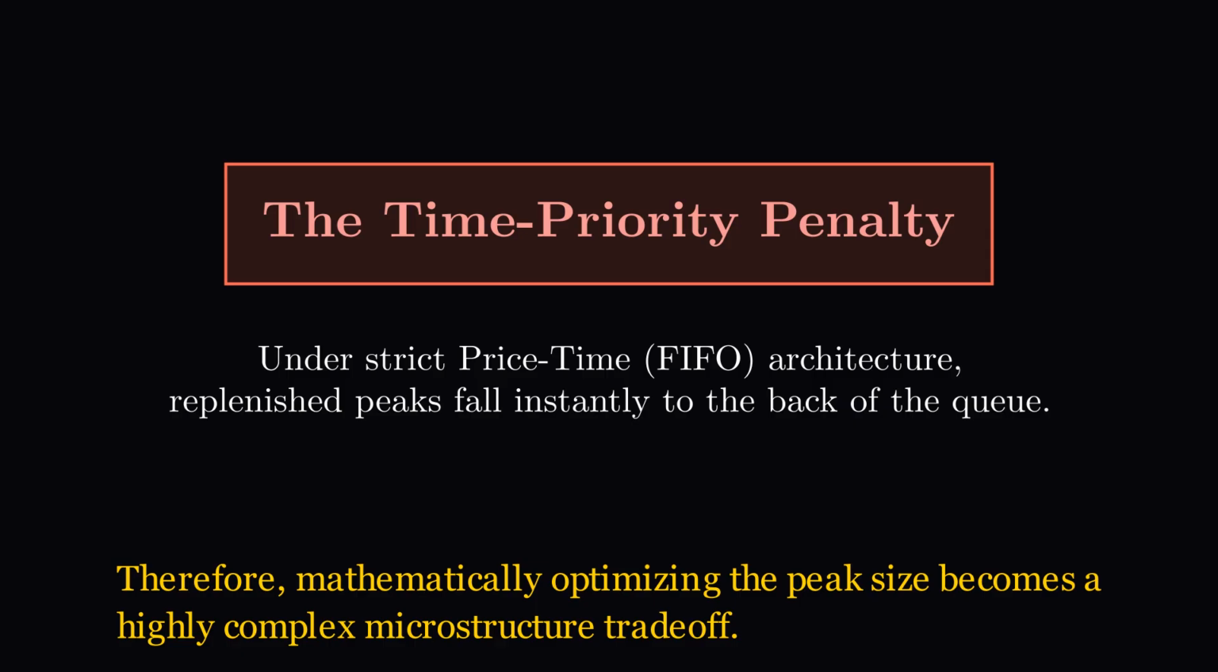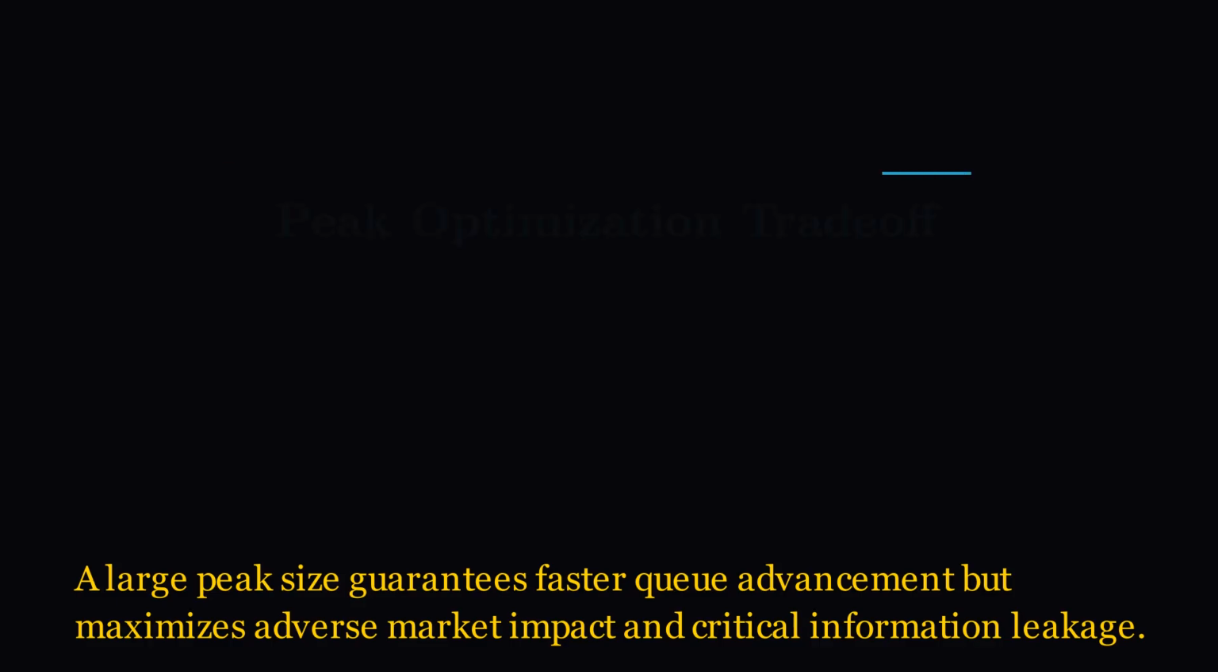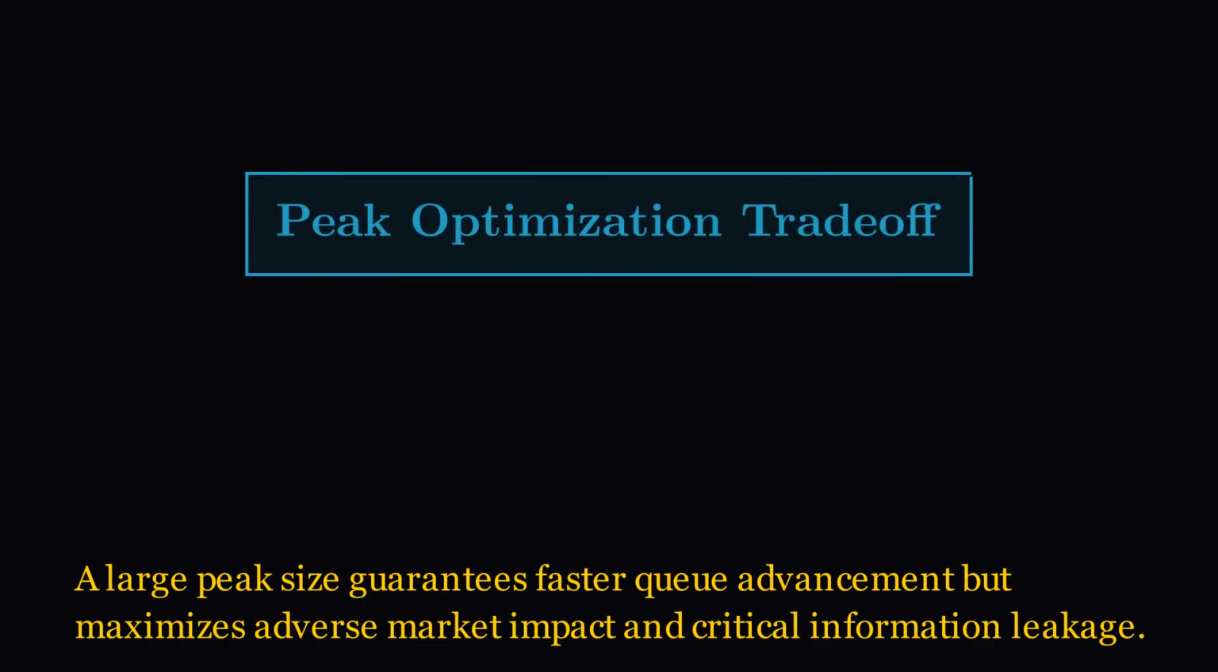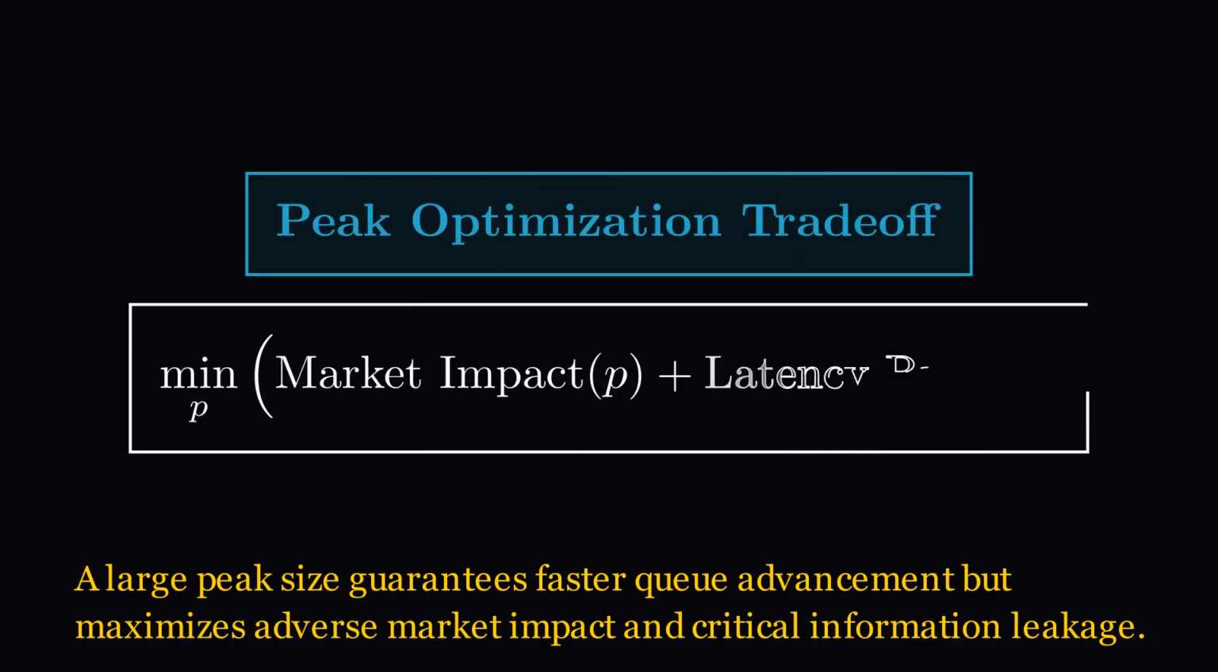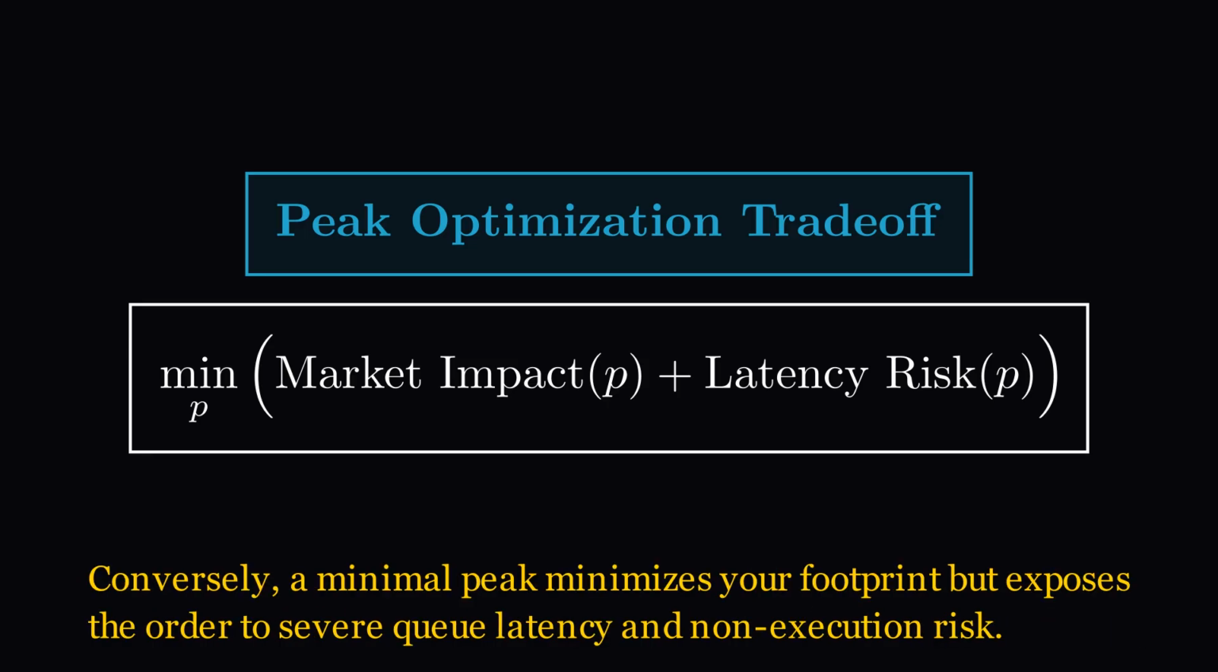Therefore, mathematically optimizing the peak size becomes a highly complex microstructure trade-off. A large peak size guarantees faster queue advancement but maximizes adverse market impact and critical information leakage. Conversely, a minimal peak minimizes your footprint but exposes the order to severe queue latency and non-execution risk.